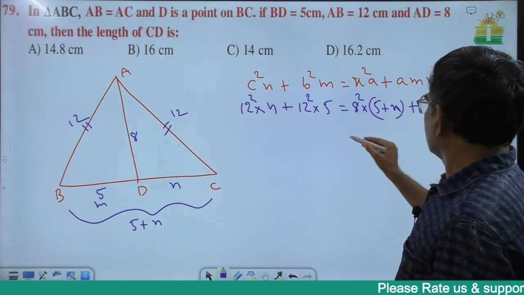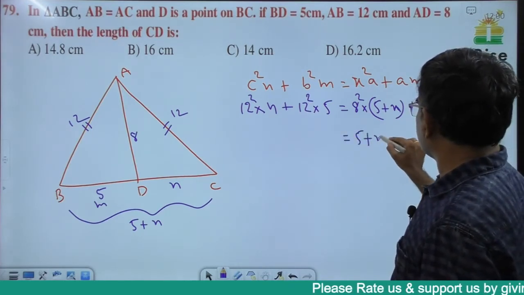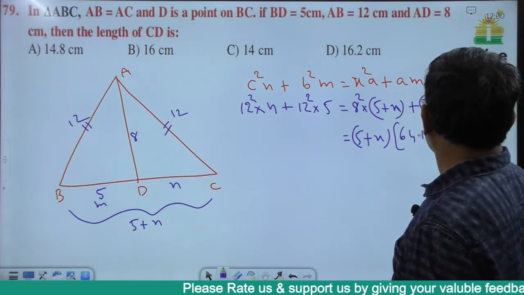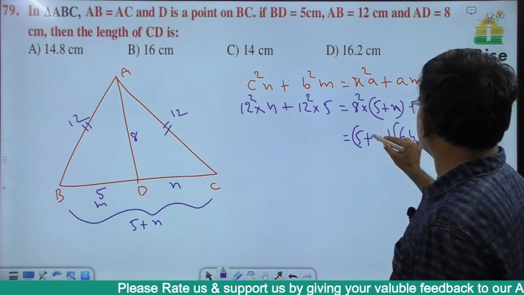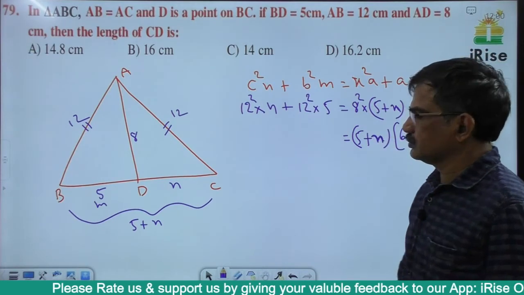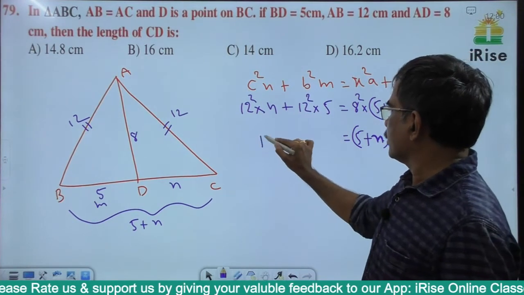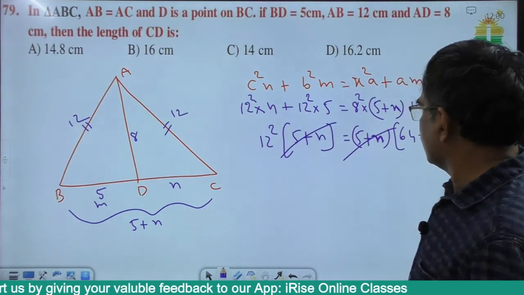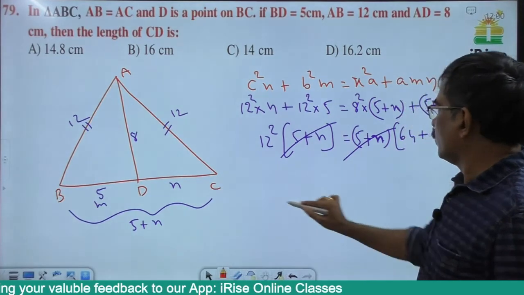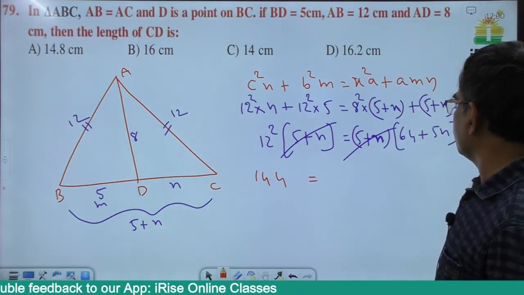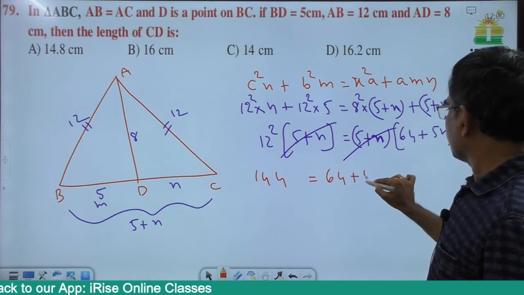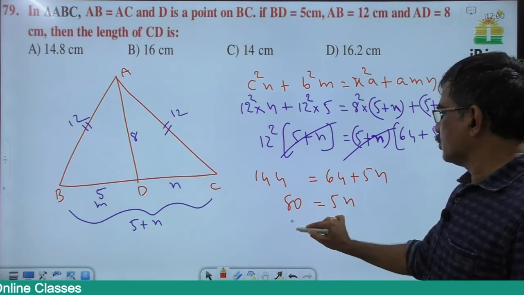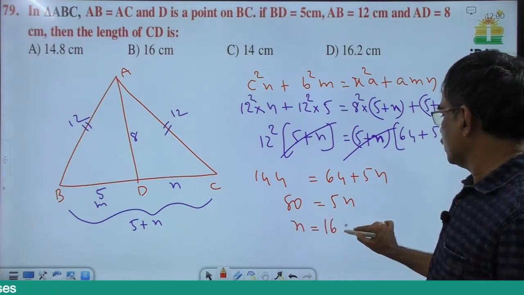So in this I want to consider 5 plus n as common. This is 8 square, 64. 5 plus n common, this is 5n. In this take 12 square common, we get again 5 plus n. This 5 plus n gets cancelled. So we get 144 is equal to 64 plus 5n. 80 is equal to 5n. So n is equal to 16 centimeters.